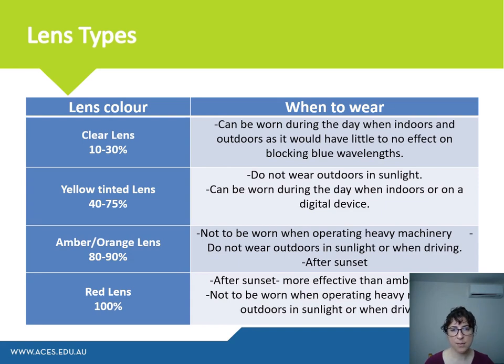So the amber orange lenses, these ones look a bit more amber orange, but they're in between the 90 to 100% range. The red light lenses are really dark, and you don't want to be going out and using heavy machinery or driving with that, because you won't be able to see color with them, so you can't do things like drive or operate heavy machinery, as I mentioned, because it's quite dangerous.